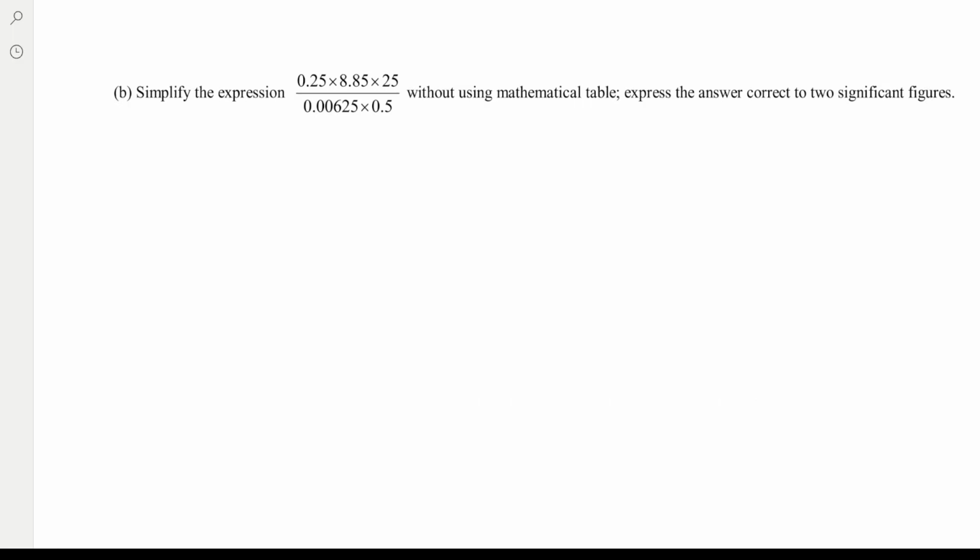Question number 1b, simplify the expression without using mathematical tables. Express the answer correctly to 2 significant figures. So technically we are going to remove the decimal points from this question. We will now have 25 times 10 power negative 2 multiplied by 885 times 10 power negative 2 multiplied by 25, divided by 62.5 times 10 power negative 5 multiplied by 5 times 10 power negative 1.